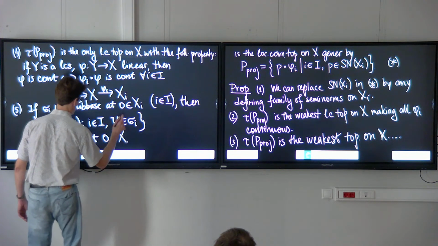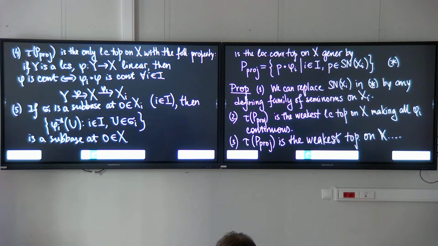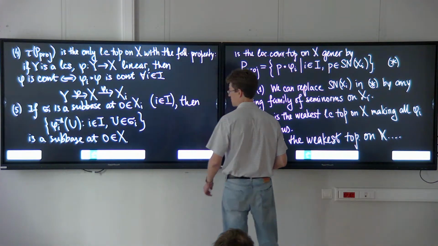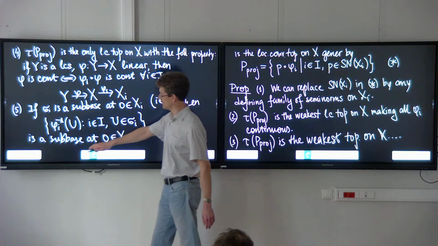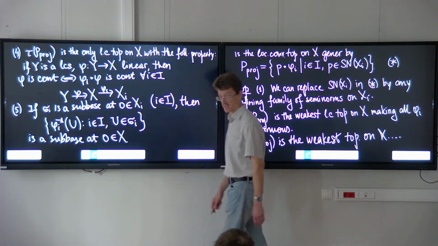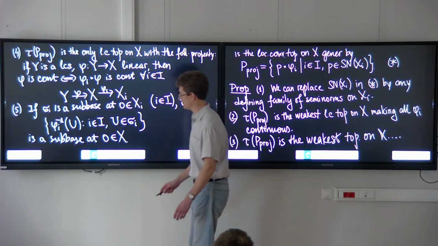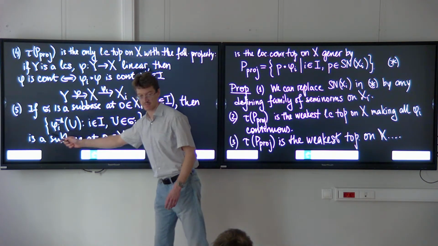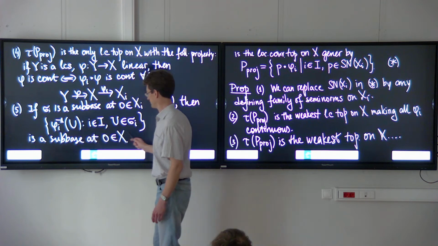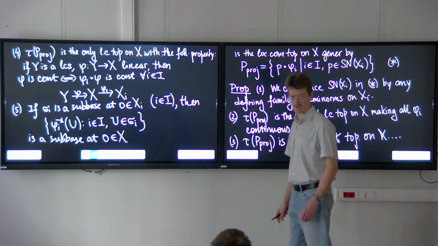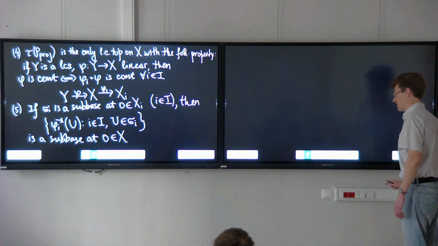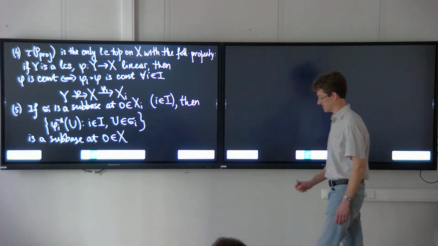...where X is equipped with the projective locally convex topology. I'd like to stress that even if every sigma I is a base of neighborhoods of 0, this family is still a subbase. Normally it is not a base. To get a base, we must add finite intersections. Sometimes it will be a base, but this will be discussed a bit later.